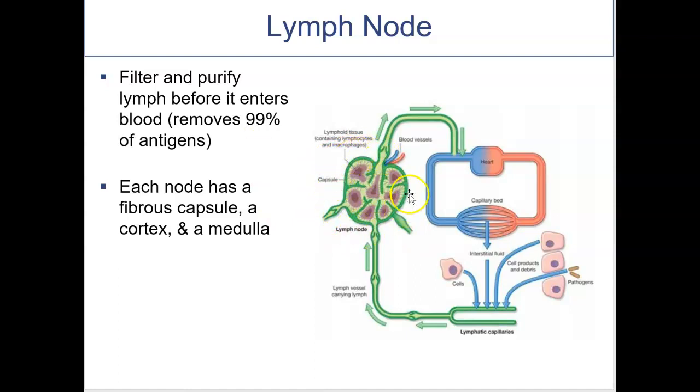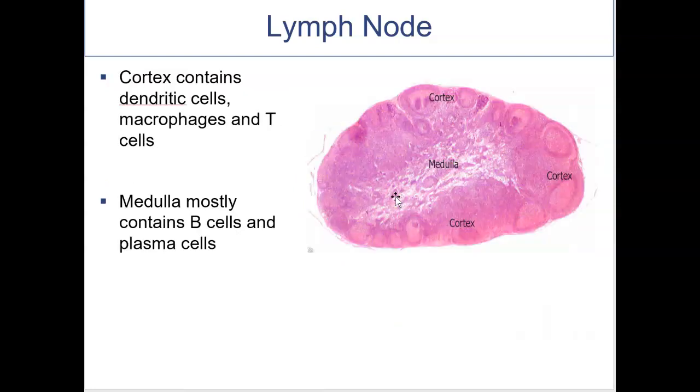If we look at a lymph node, it has 3 parts to it. It has a capsule, which is the outer portion that just surrounds the whole node. And then it has a cortex and a medulla. And these lymph nodes are packed full of cells. So in this picture, you can see the cortex kind of has these circular structures in the outer part, and the medulla has a little more space.